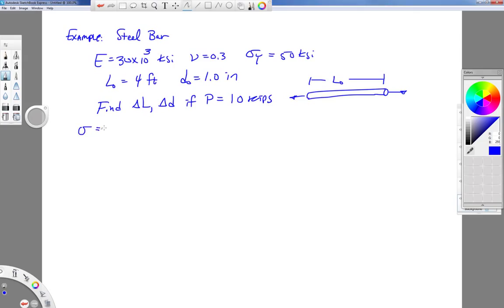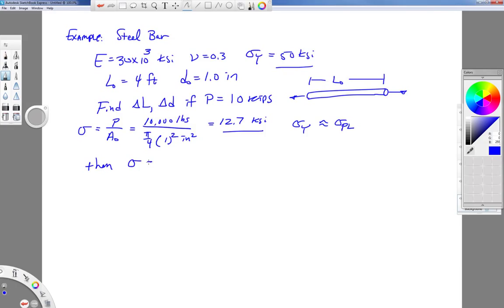So if we calculate the stress as the force divided by the original cross-sectional area, that would be 10,000 pounds divided by pi over 4 times 1 squared, inches squared. I end up calculating this to be 12.7 KSI. All right, so we have a stress of 12.7 KSI, and if we can assume that the yield strength and the proportional limit stress are pretty close to one another, we should be below the proportional limit strength for this material, so we can use Hooke's law to relate stress and strain.